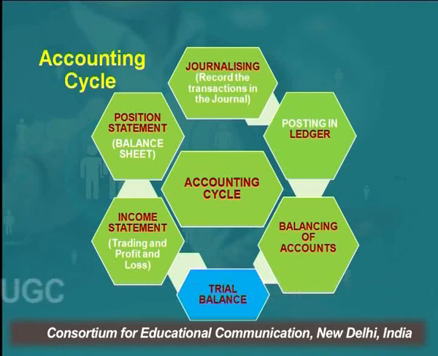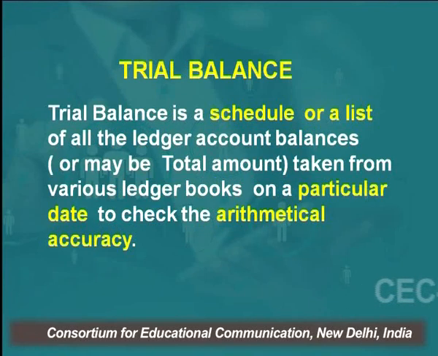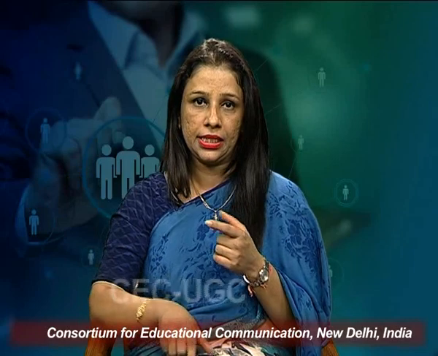Then after ledger posting, we are done with the balancing of accounts. Whatever the difference, either on the debit side or the credit side, we have balanced the accounts. Now the next step in the accounting process before the preparation of the financial statements is the trial balance. Trial balance is a very important thing in the accounting process. A trial balance is a schedule or a list of all the ledger account balances, or the total amounts taken from various ledger books on a particular date, to check the arithmetical accuracy.